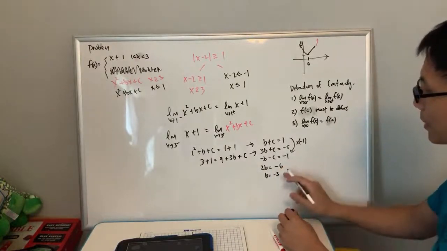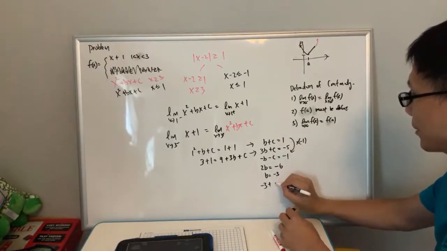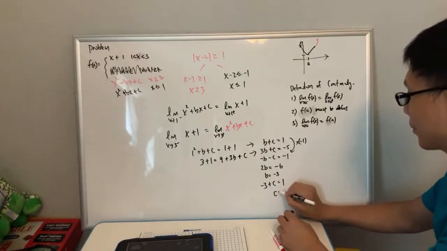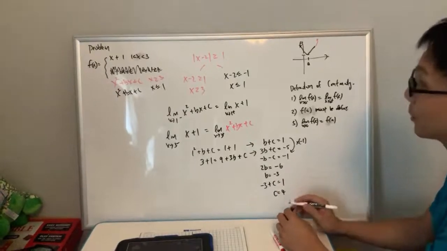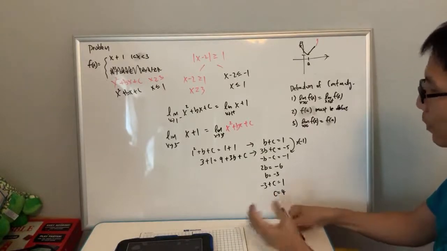Once I find out that b is negative 3, I'm going to plug it into the original equation. I'm going to say negative 3 plus c is equal to 1. So for c, I'm going to add 3 on both sides, so c is equal to 4. So in this case, I find that b is equal to negative 3 and c is equal to 4.